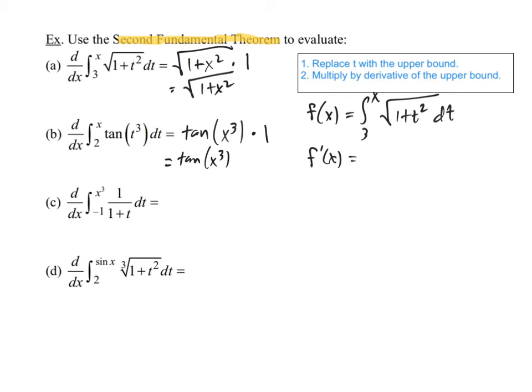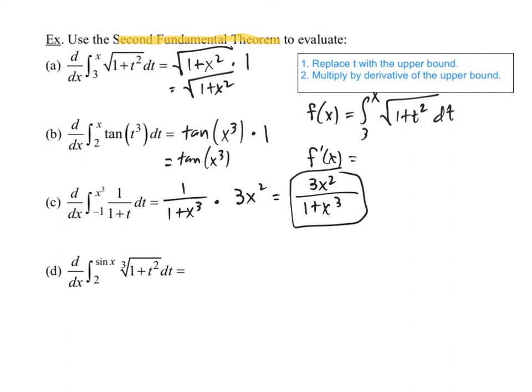For letter C, I noticed that the upper bound is not just x, the upper bound is x cubed. And so I'm going to have a multiplication by the derivative of x cubed at the end of the problem. So once again, step 1 is to replace t with x cubed, so 1 over 1 plus x cubed, and then multiply by the derivative of x cubed, which would be 3x squared. And so the result here would be 3x squared over 1 plus x cubed.